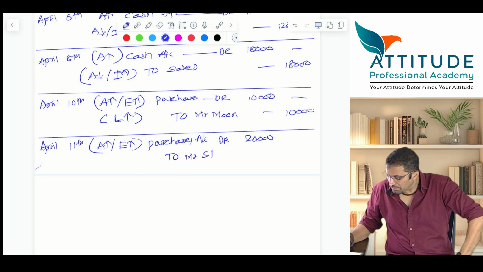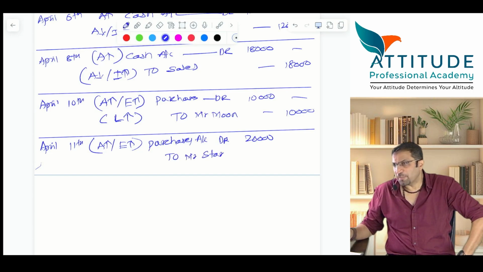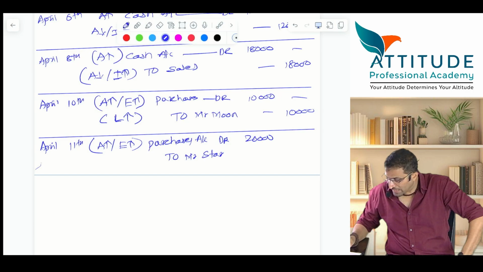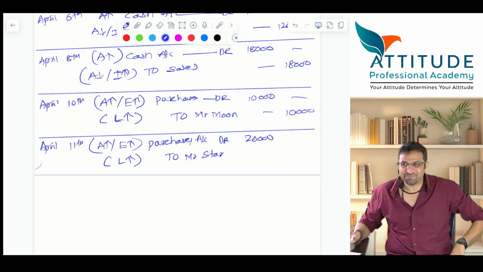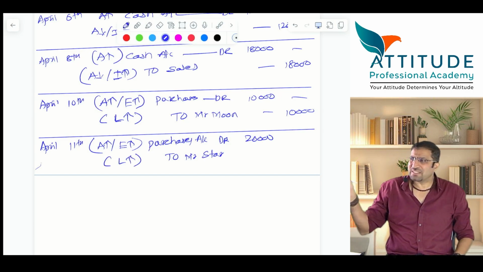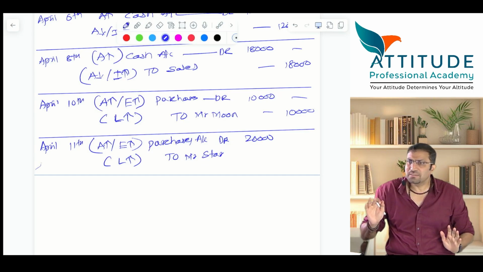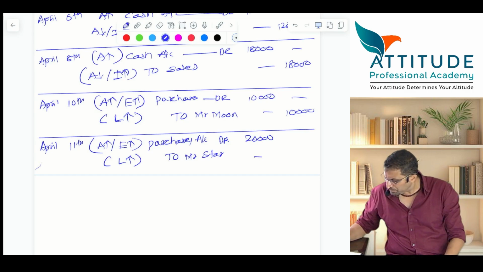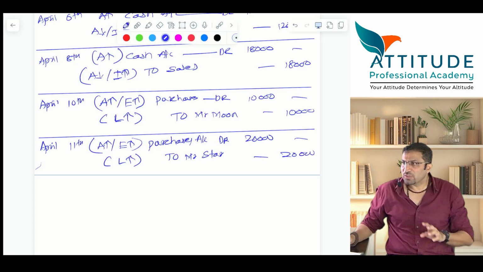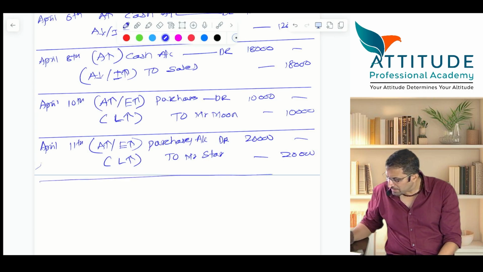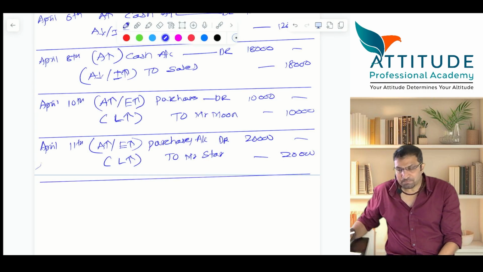Mr. Star. Mr. Star, have you paid the money or money is payable? Benefits are payable, and benefits payable are always a liability. So a liability has increased. Very simple. Benefits are payable, liability has increased. Benefits are receivable, asset has increased. Is that clear? Okay. So Mr. Star is also a liability like Mr. Moon. You have to pay to Mr. Moon 10,000. You have to pay to Mr. Star 20,000. Is that clear?